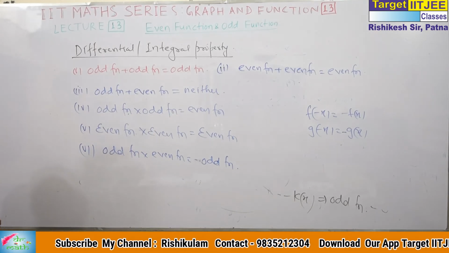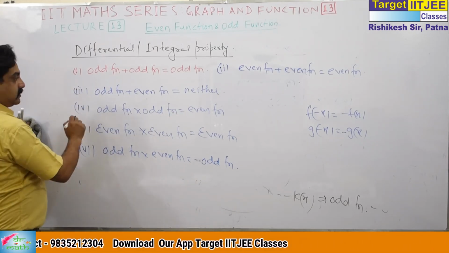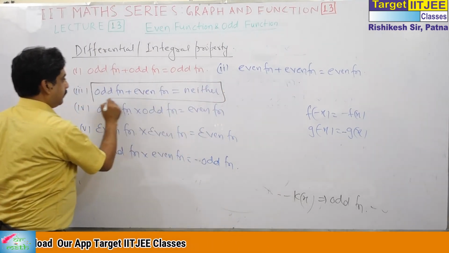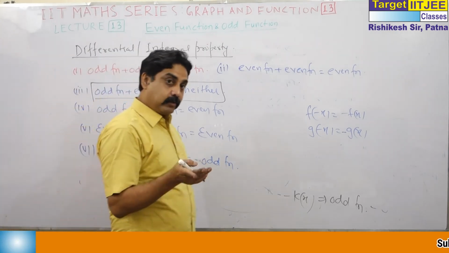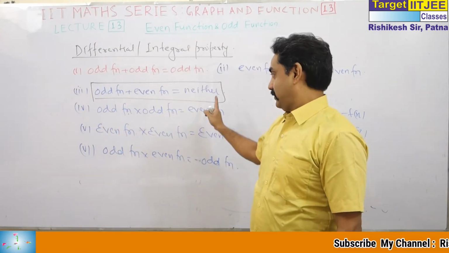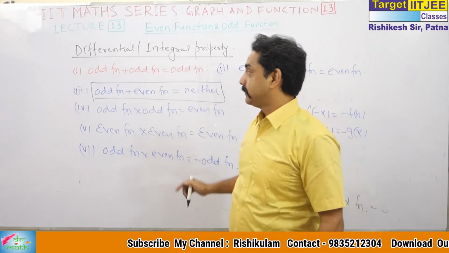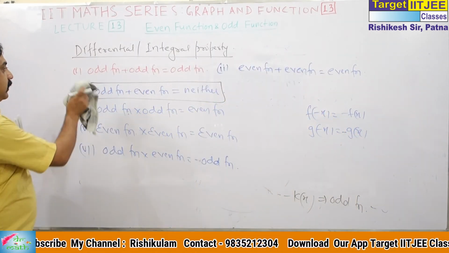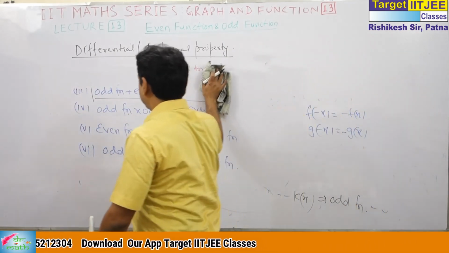Differential integral property. Let me end class. This is important. You can guess the others, but why this one? Sometimes it is confusing whether it is even or not. This is neither. So now let me erase this and finish the class with the differential integral property.